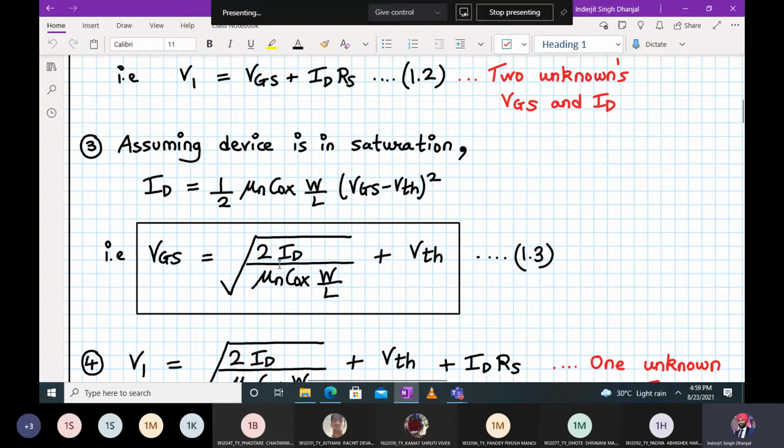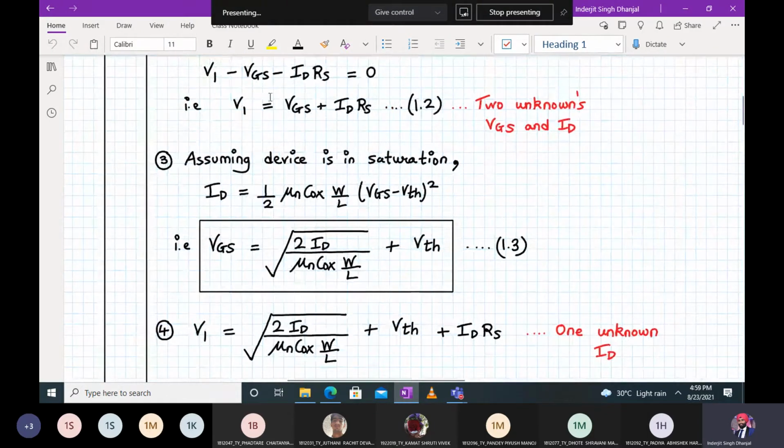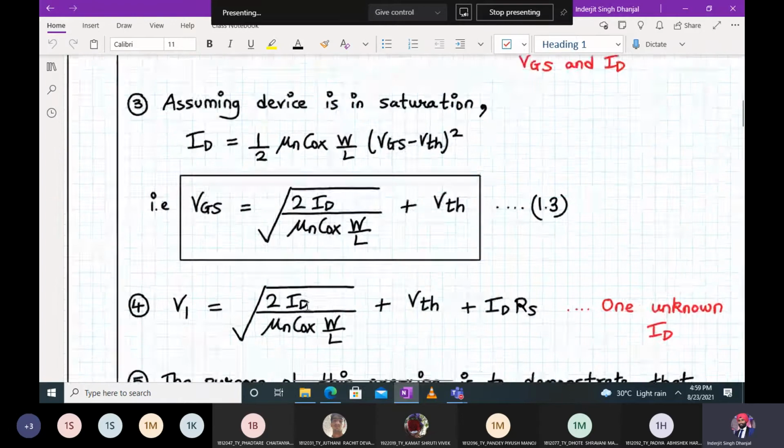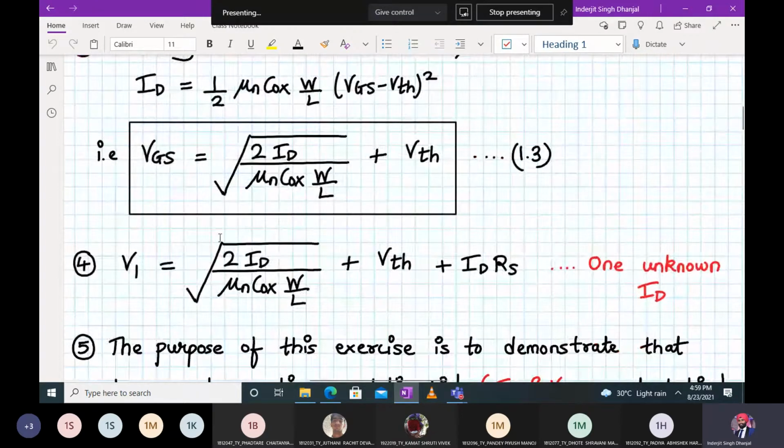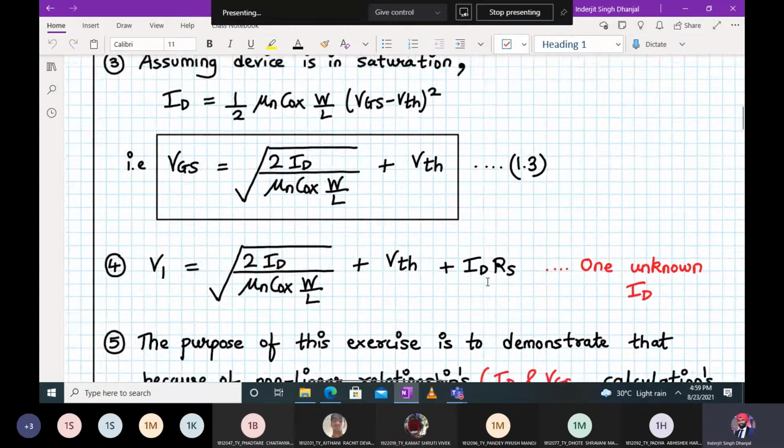So VGS is equal to, and this is a very important equation, we will be using it many times in the numericals, VGS is equal to the square root of twice ID divided by mu n Cox W over L, plus VTH. Okay, so that is the expression of VGS. So what do we do now? In equation number 1.2, we substitute the value of VGS. So what do we get? V1 is equal to the square root of twice ID over mu n Cox W over L, plus VTH, plus ID RS.